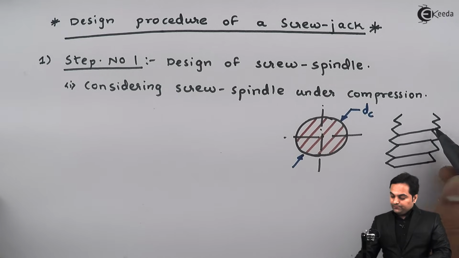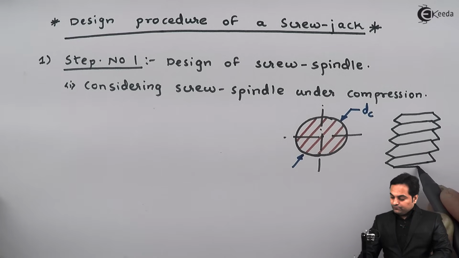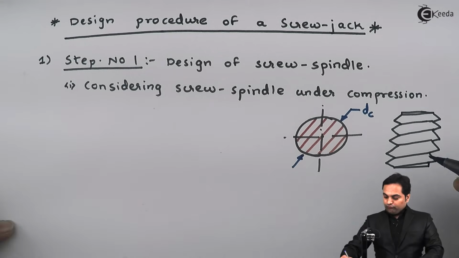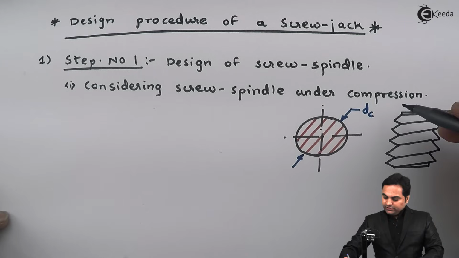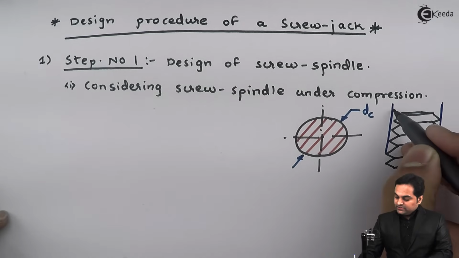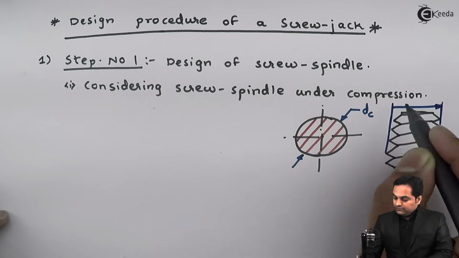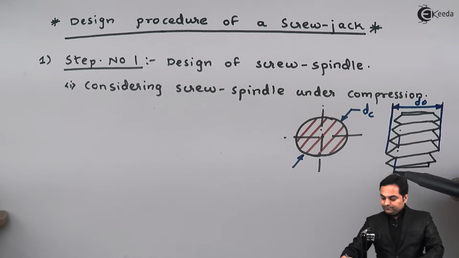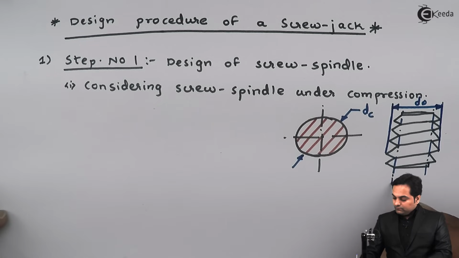Here I am drawing the profile of a screw. Now, when we have a screw, as is clear from this diagram, for a screw we don't have a constant diameter. At one end, that is here, we have a bigger value of diameter. This is called DO, the outer diameter, and here we have the minimum diameter. This is called the core diameter DC.